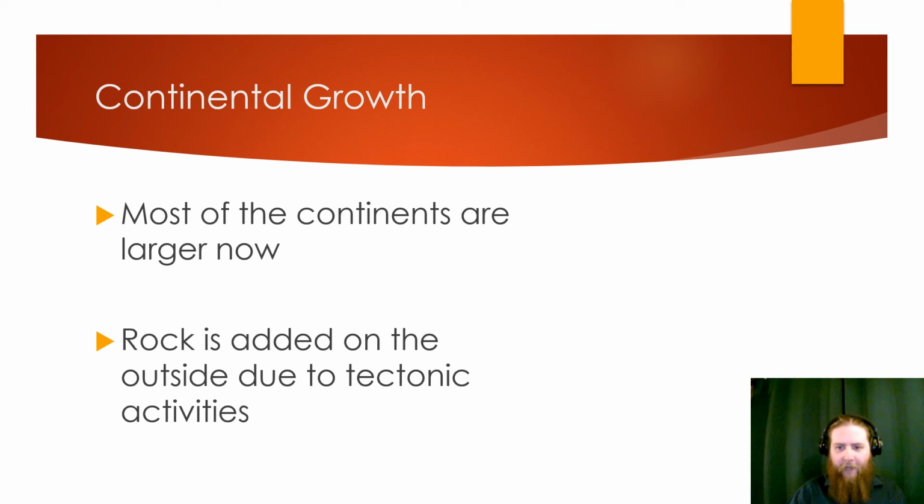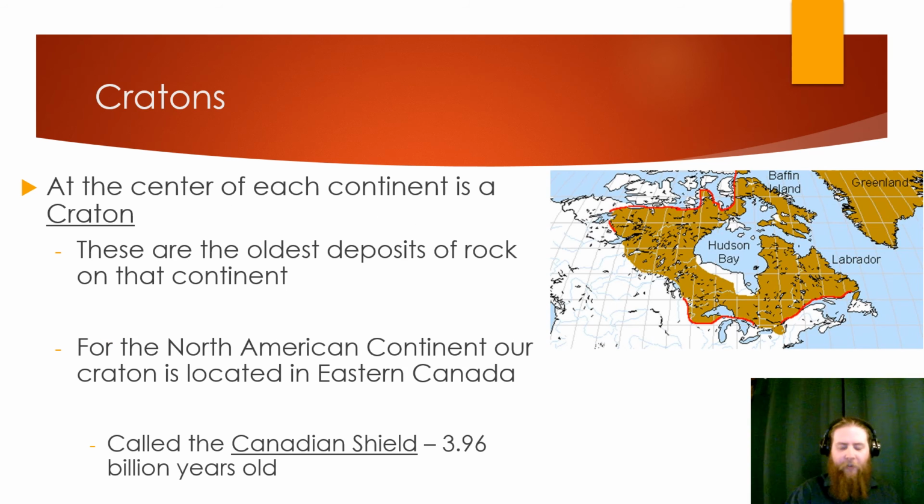Now, the continents are much bigger than they used to be. And how does this happen? How do we get more continent? Well, rock is added on the outside of the continents due to these tectonic activities. So the thing we should first start on is what were the original continents?